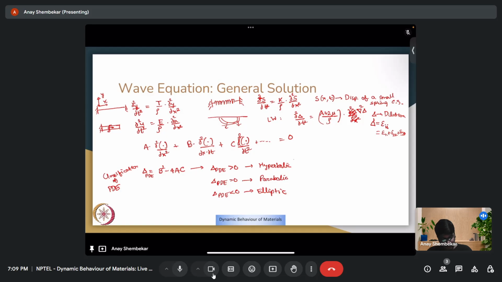Because wave equations are generally of the form of hyperbolic equations, and the solution for a hyperbolic PDE can be considered in the form of separation of variables. And there is another method called the method of characteristics.